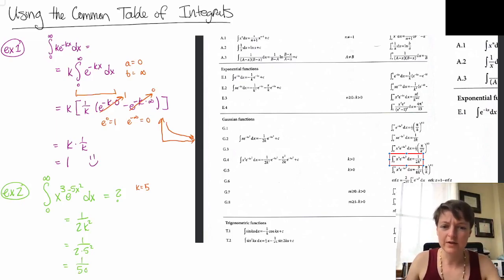Hopefully that showed you a couple examples of how you can use this table of integrals to solve tricky integrals. I would encourage you, anytime in physical chemistry that you see an integral that you don't know how to solve, to consult Atkins to see if this integral shows up in the table.